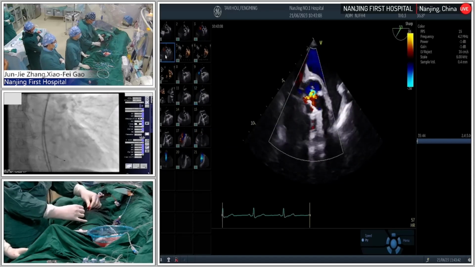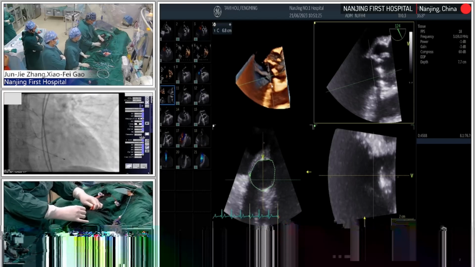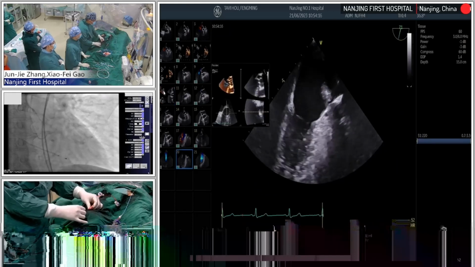So the annular diameter we calculated using the 3D maneuver is about 68 millimeters. So that's all for this patient, Professor.